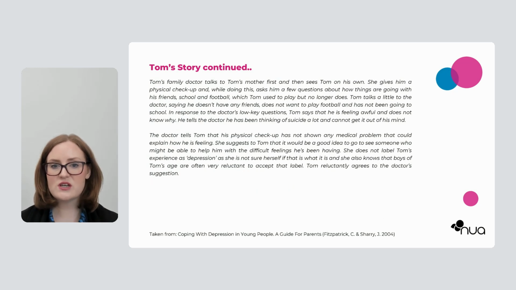Tom's story continued. Tom's family doctor talks to Tom's mother first and then sees Tom on his own. She gives him a physical checkup and while doing this asks him a few questions about how things are going with his friends, school and football, which Tom used to play but no longer does. Tom talks a little to the doctor, saying he doesn't have any friends, does not want to play football and has not been going to school.